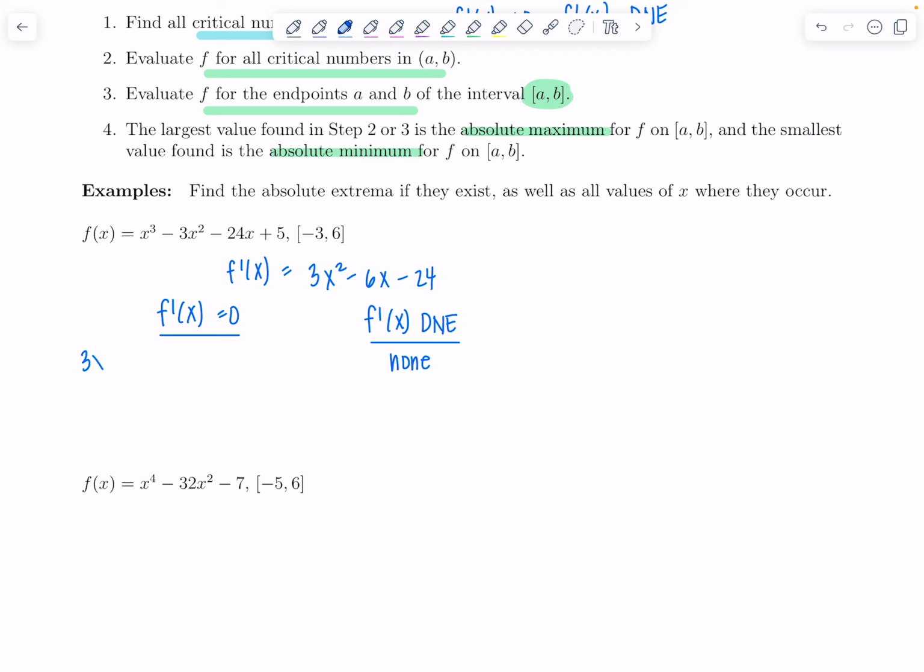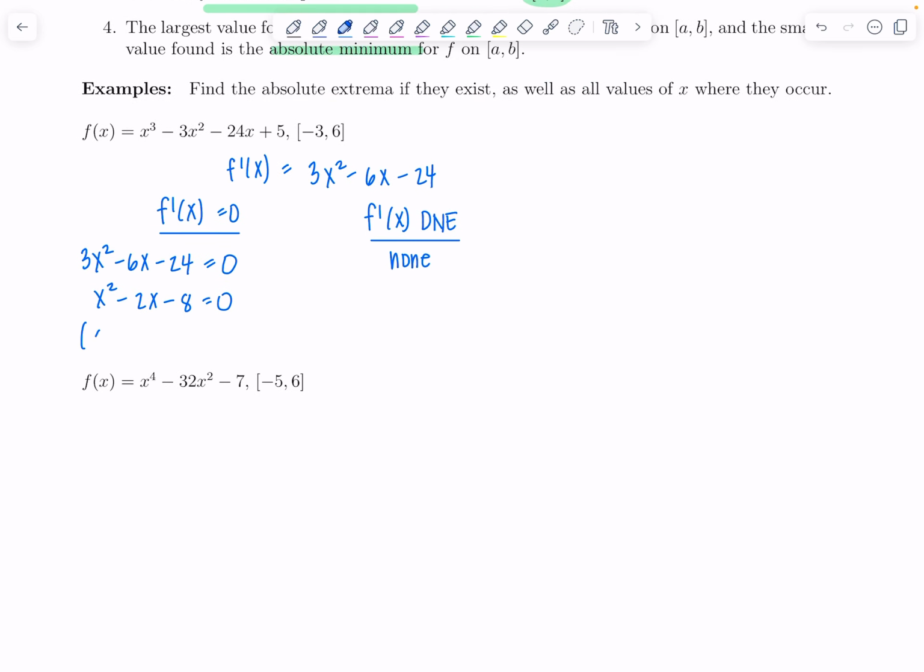So let's just take 3x squared minus 6x minus 24, set it to 0. I can divide everything by 3, so then it's x squared minus 2x minus 8 equals 0. And then this will factor into x minus 4 times x plus 2 equals 0. So I have two critical numbers, namely positive 4 and negative 2. So I need to evaluate f, the original function, at each of these critical numbers.